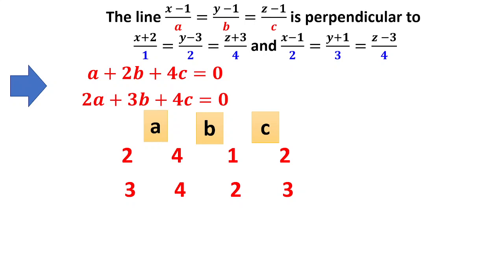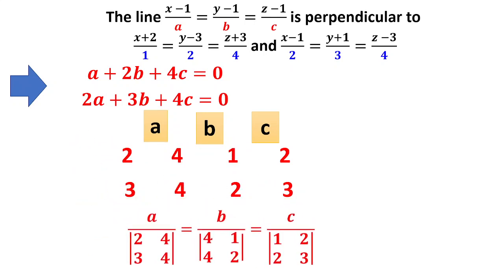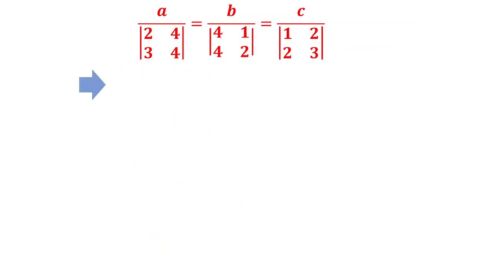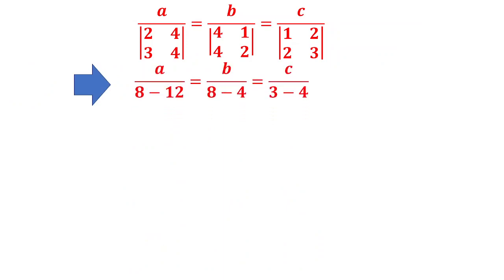All of them will be proportional to a upon, take the first two columns and put it as a 2 cross 2 determinant, b upon, make the next two, put it as a 2 cross 2 determinant, and c upon next two, put it as a 2 cross 2 determinant. We are making use of the cross multiplication method. Now cross multiply it, it will become a upon 8 minus 12, b upon 8 minus 4, c upon 3 minus 4, so a upon minus 4, b upon 4 and c upon minus 1.